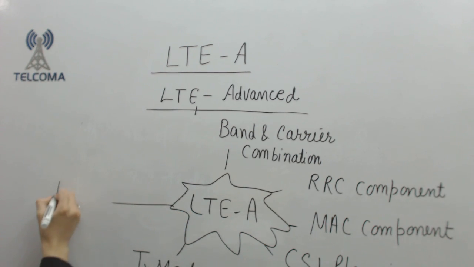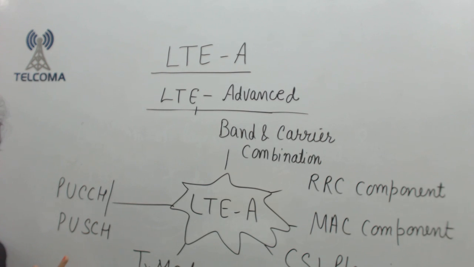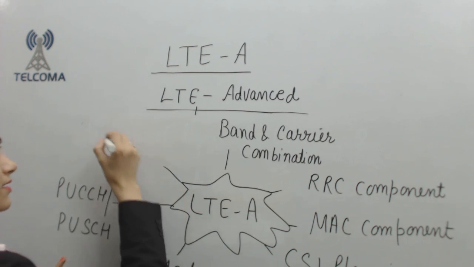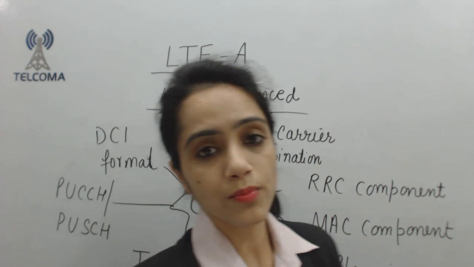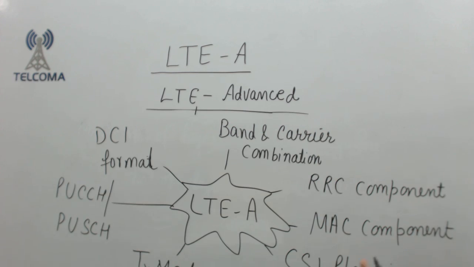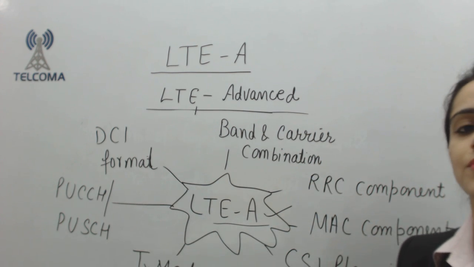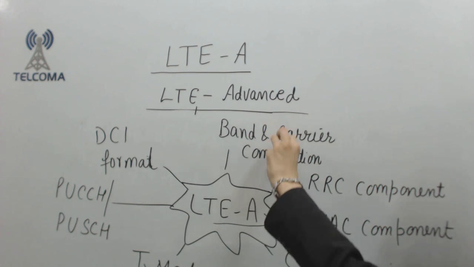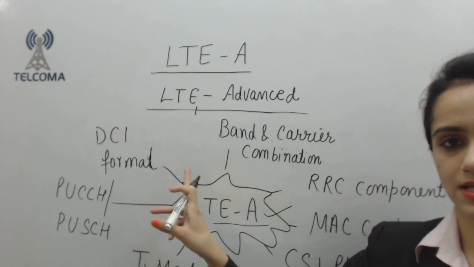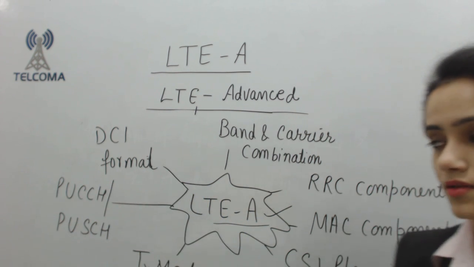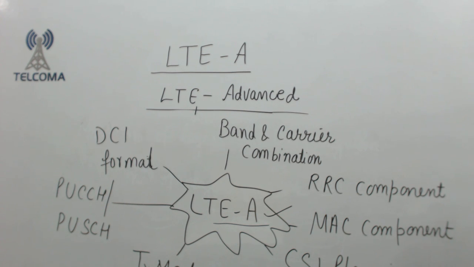We require a check on the physical uplink control channel, PUCCH, and the physical uplink channel. Then we need to check both formats of this system. Next is the downlink control indicator format that we require in the system. So these are the components of LTE Advanced implementation: carrier aggregation, the RRC component, the MAC component, CSI planning, in which we increase the transmission modes, power up for the uplink, and DCI, the downlink control information format.